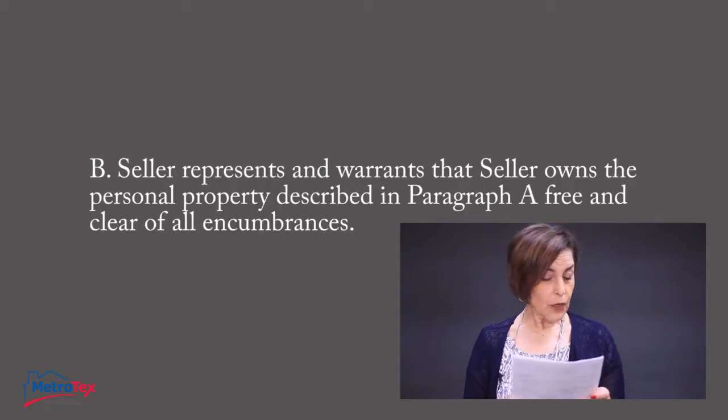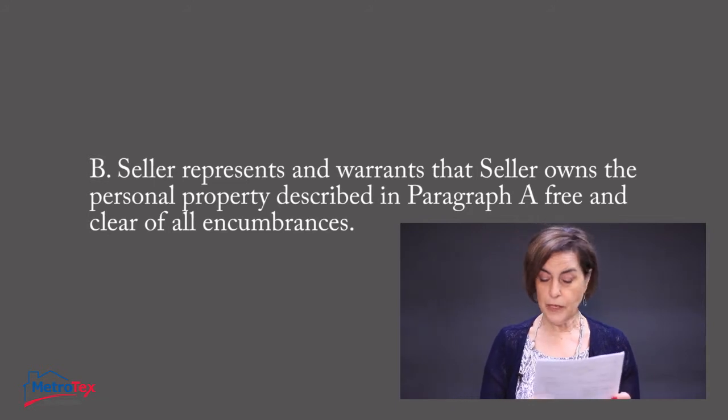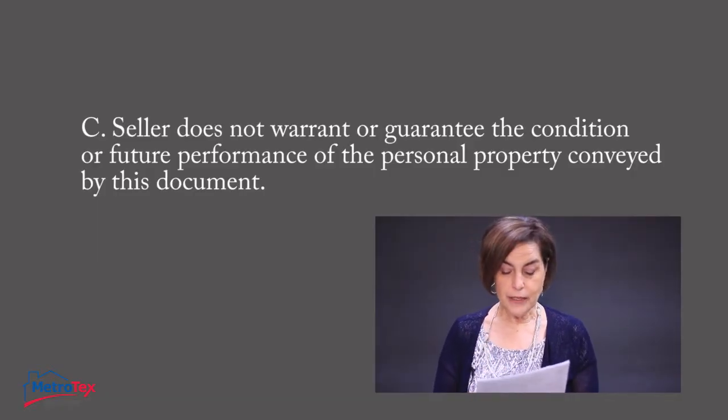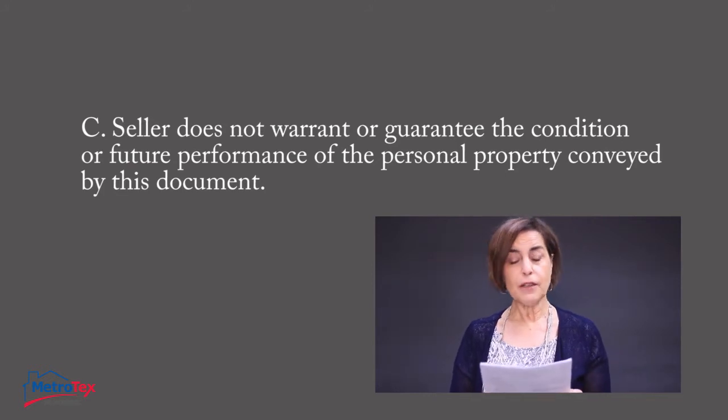But the thing I like most about this document is B and C. B, the seller represents and warrants that the seller owns the personal property described in paragraph A, free and clear of all encumbrances. Well, wouldn't it be good to know that they weren't making payments on that refrigerator and they really didn't own it? Absolutely. So this clears that up. And C, seller does not warrant or guarantee the condition or future performance of the personal property conveyed in this document. If it lasts for a day, if it lasts for 20 years, it's not up to the seller. They did all they could do. They turned it over to the buyer, and what happens, happens. So it's a really good document that everyone should be using if the buyer wants to keep certain things.